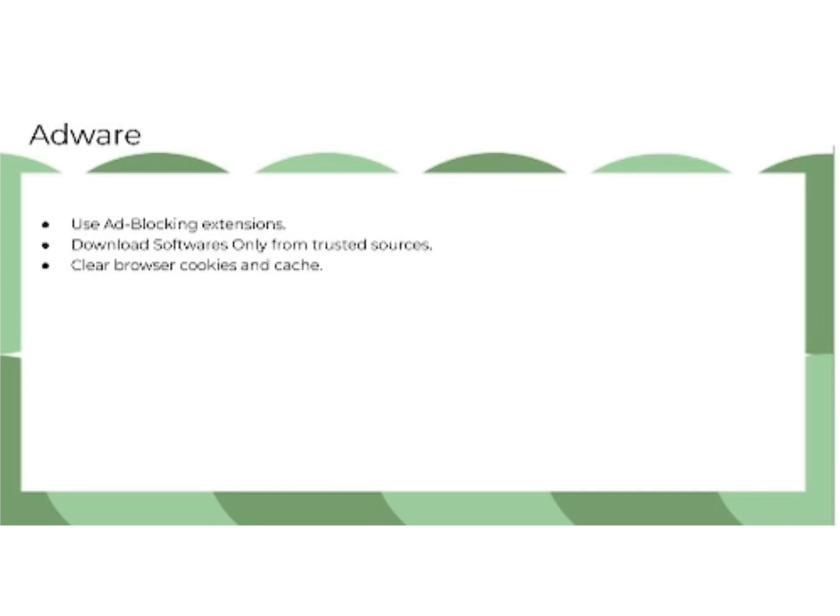Only download software from trusted sources, as adware often hides in free, unverified downloads. Clear your browser cookies and cache regularly to avoid ad-based tracking. These actions can reduce interruptions and protect your privacy online.